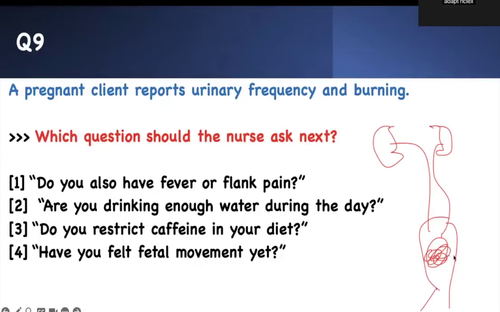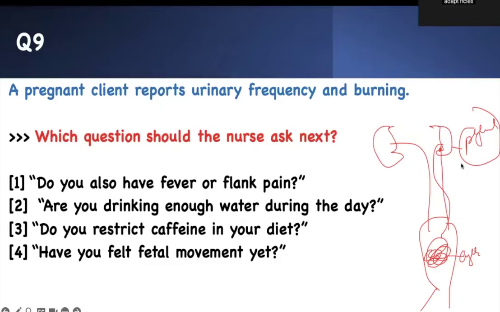So if you have a bladder infection, this is what we call cystitis. If you go to your kidney, you have pyelonephritis. I don't want pyelonephritis in a pregnant lady. Cystitis is okay, but I don't want any infection because it can cause preterm labor. Therefore, what question would you ask to see if they have pyelonephritis, fever or flank pain?